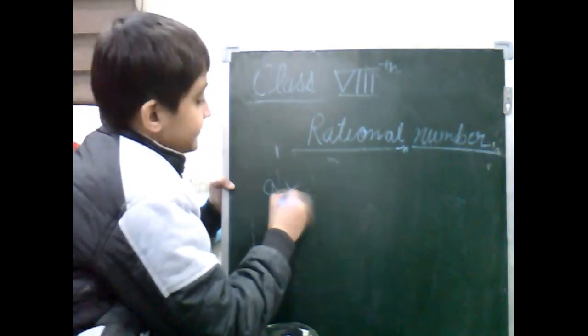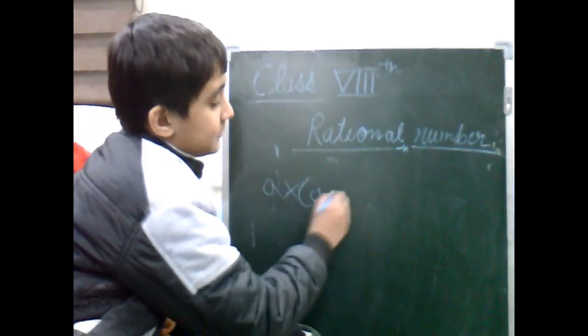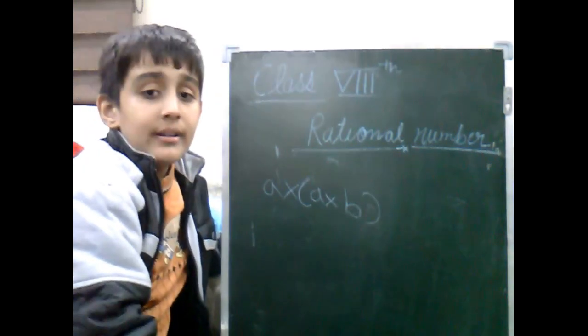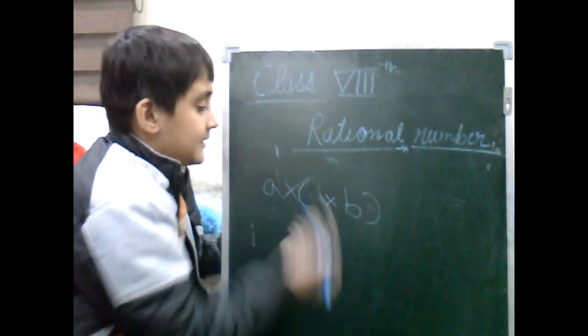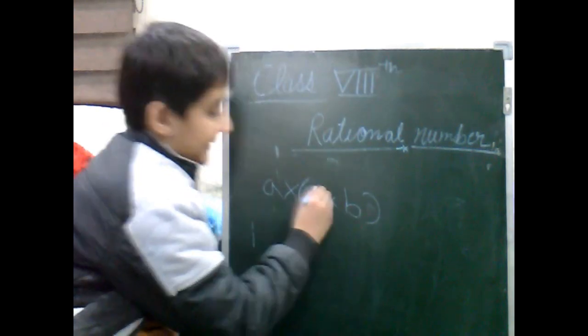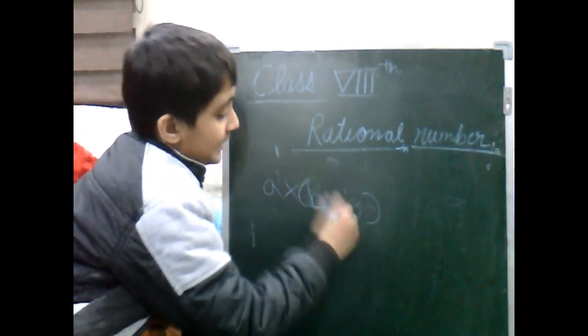A into B, let's say only product, into C. Or we can write it as A into B into C. Anything.